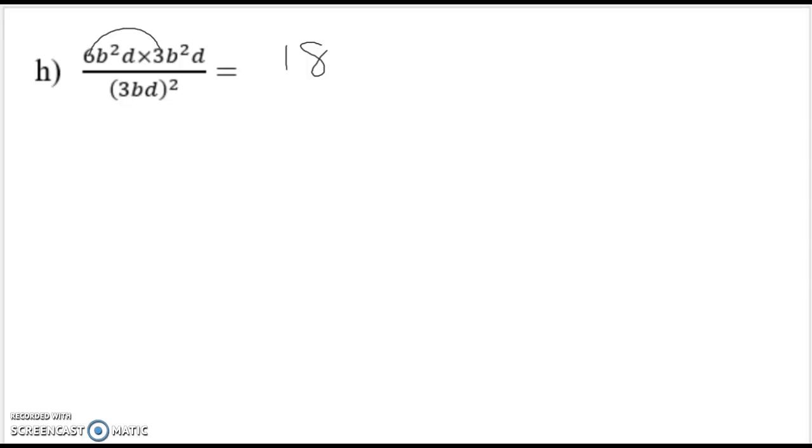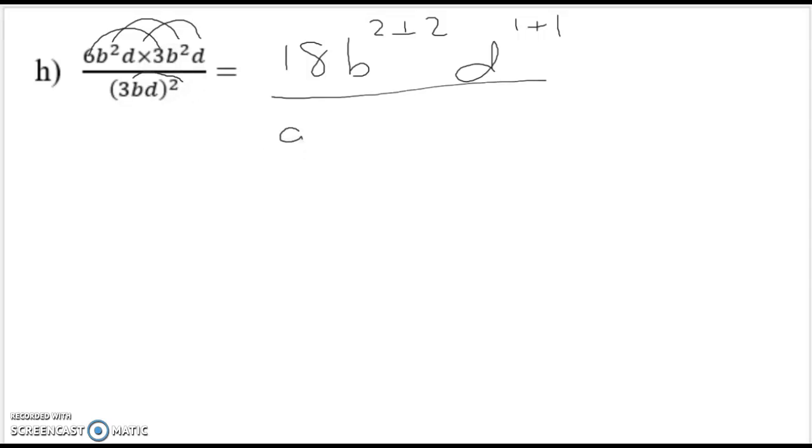Then we have B, and it's 2 plus 2, because the other one's a 2. And then we have D, which is the 1 and 1, so 1 plus 1. And then we have to divide it by, now this means that the 3 is squared, so 3 times 3 is 9. And then we have B, which is 1 times 2. And then the D, because there's nothing there, it's a 1, and then multiply it by 2.